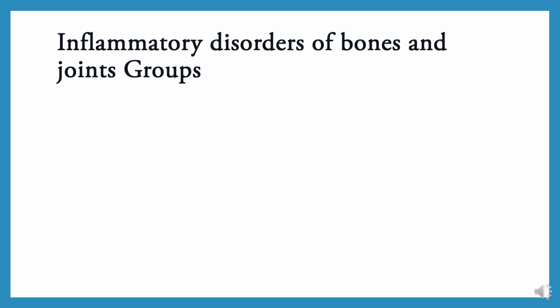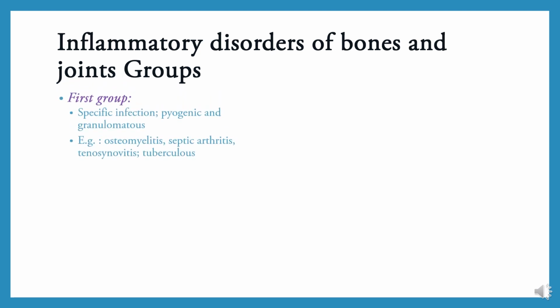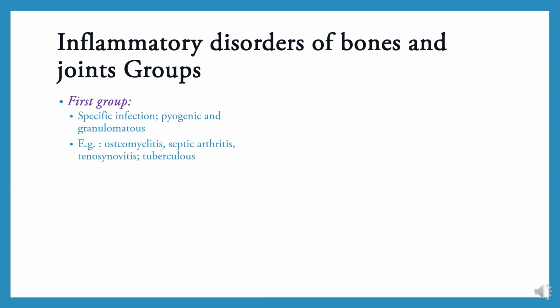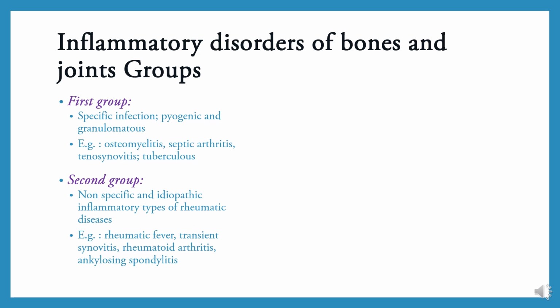Inflammatory disorders of bones and joints based on groups. First group is the specific infection such as osteomyelitis, septic arthritis, tenosynovitis, and tuberculosis. Second group is the non-specific and idiopathic inflammatory types of rheumatic disease such as rheumatic fever, transient synovitis, rheumatoid arthritis, ankylosing spondylitis.